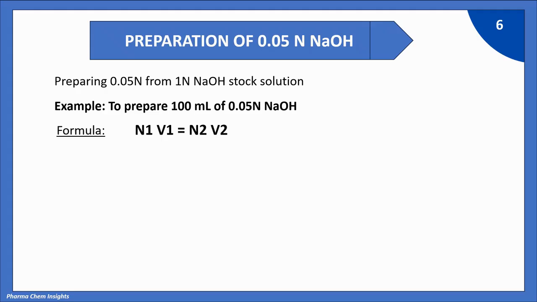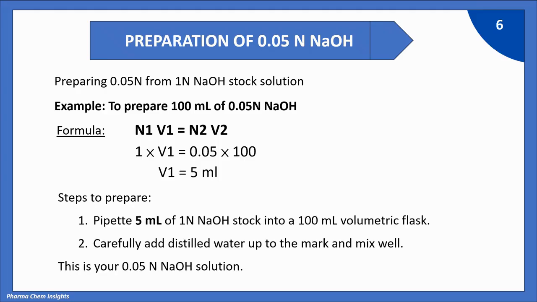So we have formula N1V1 is equal to N2V2. So by substituting the values, 1 into V1 is equal to 0.05 into 100, where 0.05 is your desired normality and 100 is the volume which you are preparing. So by calculation, we get V1 is equal to 5 ml.